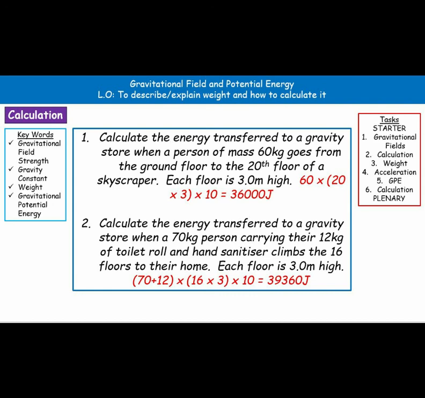Number 2: calculate the energy transferred to a gravity store when a 70 kilogram person carrying their 12 kilograms of toilet roll and hand sanitizer climbs to the 16th floor of their home. Each floor is 3 meters high. Remember, we've got to do a little bit of calculating here. It's not just the person, it's the person with all their toilet rolls and hand sanitizers. So 70 plus 12 gives us our overall mass. Then we multiply that by the overall height, so 16 times 3, and then by gravitational field strength of 10. That will give us 39,360 joules. Again, tick them if you got them right.